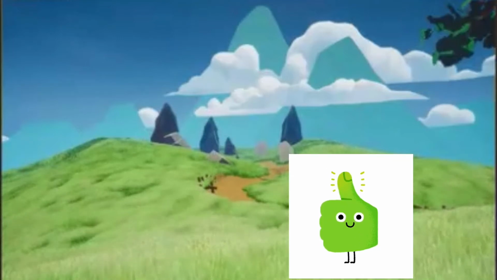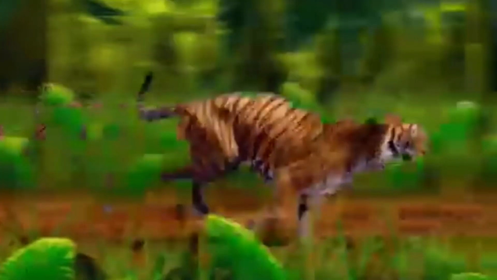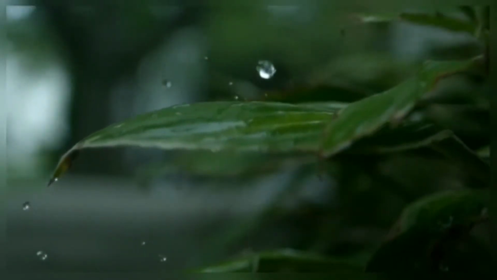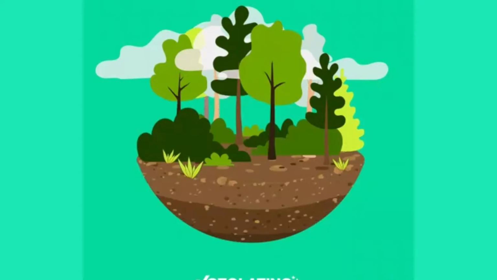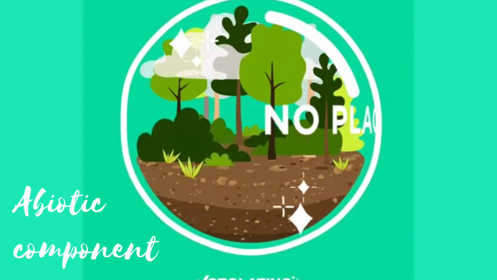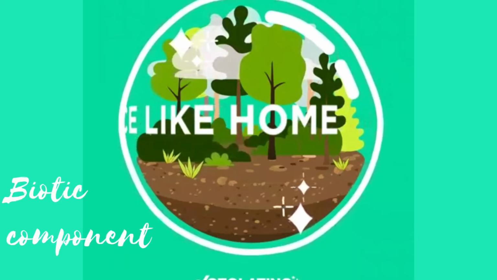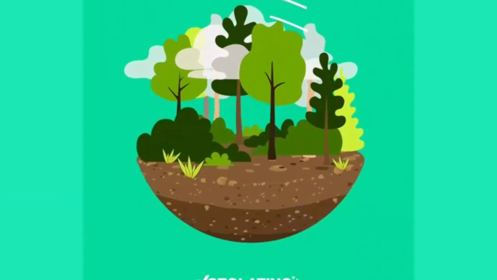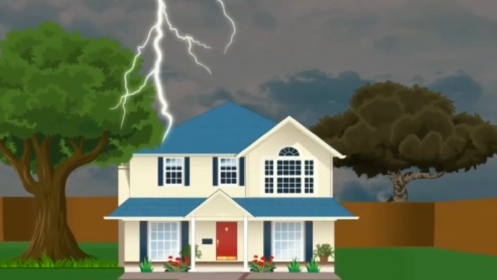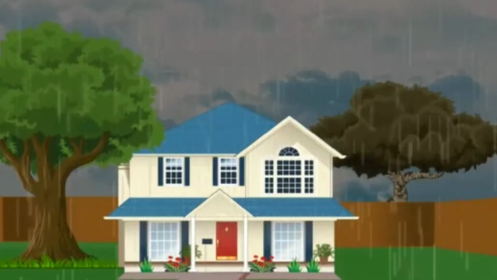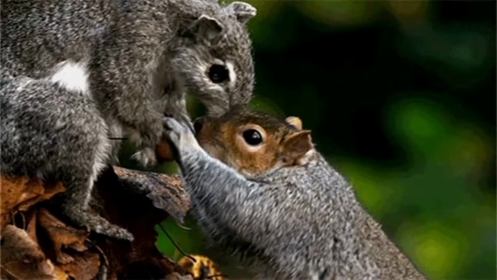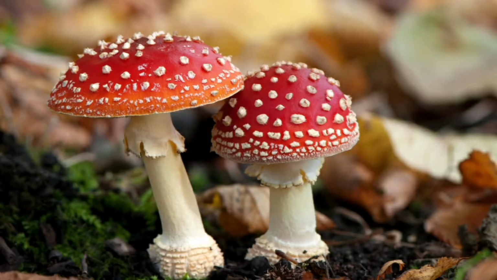So first let's start with our environment. What is our environment? The immediate surroundings where we live is called our environment. It has two basic components. One is the abiotic component and another is the biotic component. The non-living components of the environment or the physical surroundings are called the abiotic components, like the air, water, soil, sunlight, temperature, etc. The biotic components include all living organisms like the plants, animals, microorganisms, fungi, etc.